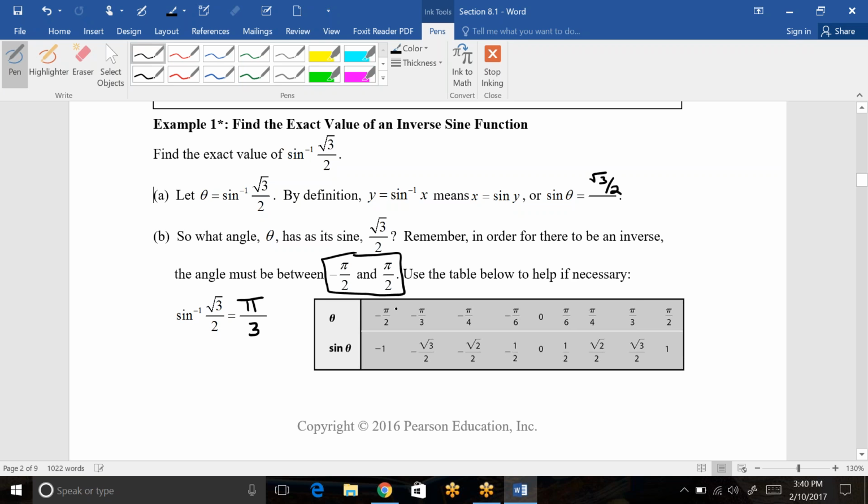So because of our restricted domain, we had to stay between negative pi over 2 to pi over 2, and our question was, what angle has a sine value of square root of 3 over 2, and we got pi over 3. Now, of course, there is another place on the unit circle where you get a square root of 3 over 2 and it's positive, and that's cool, but that's not what we were looking for. We had to stay in our restricted domain, otherwise the inverse did not exist.